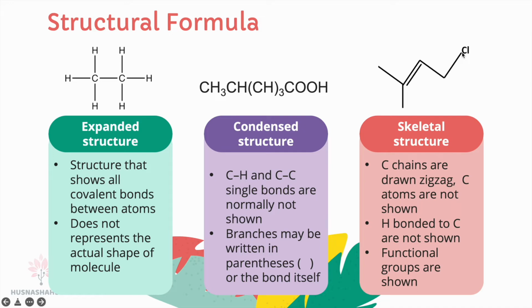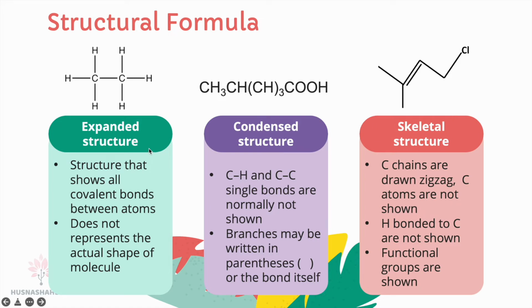And then here it's not C, it's a Cl atom. For atoms other than carbon and hydrogen, you have to write down that atom. Okay, functional groups are shown. This is the functional group halogen. So you have to write down the functional group in skeletal structure.